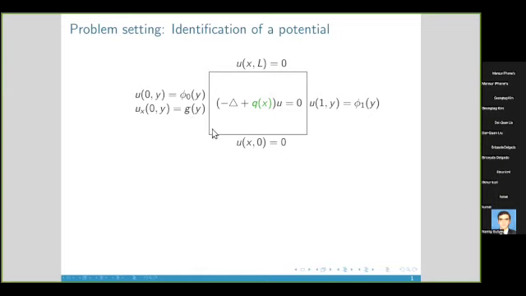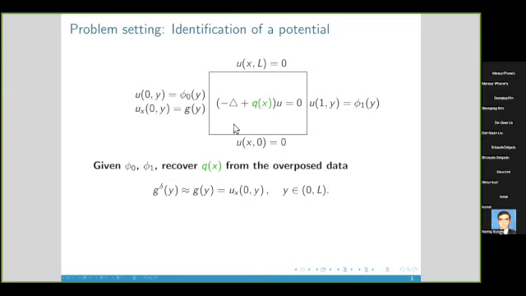The inverse problem that we are studying is to recover this potential, the q of x, from this overposed data g of y. So it's basically trading two functions against each other. This one is given, g of y. The model is given, but we want to find the q of x. And also typically one only has noisy data. So g delta is a noisy version of the flux at the left-hand boundary point.